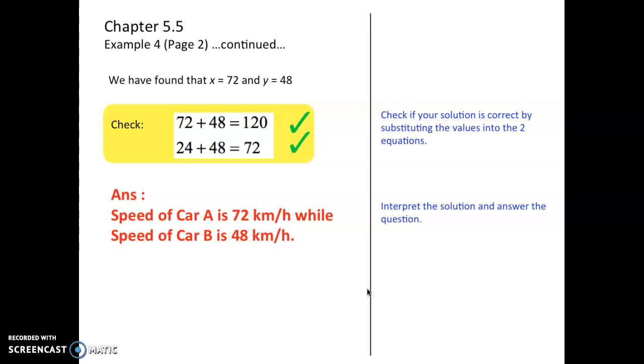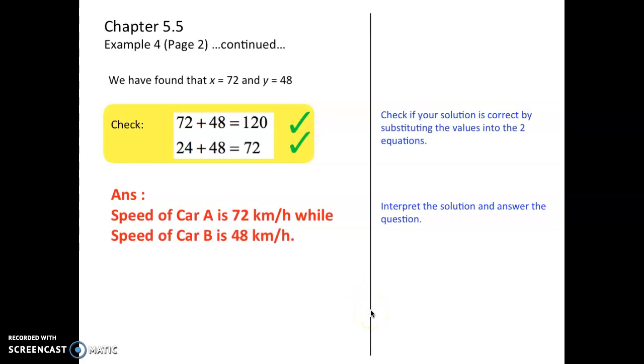Sometimes when you get the answers, you might want to think logically if your answers make sense. If, let's say, your answer for car B happens to be more than car A, then you would want to suspect that perhaps the calculation is incorrect. Because if car B is faster than car A, it is impossible for car A to overtake B. Thus, when you get your answers, make sure you think logically whether your answers make sense to you.